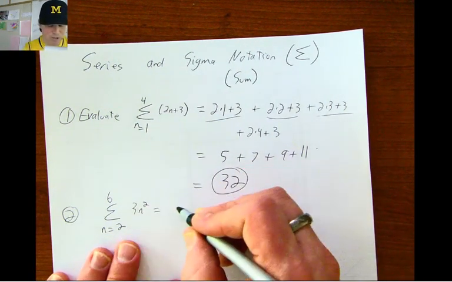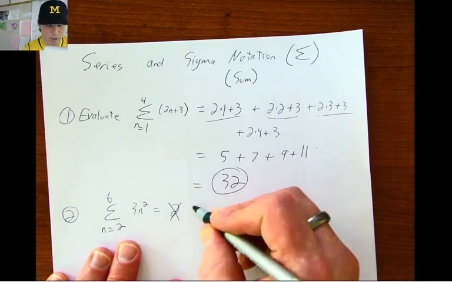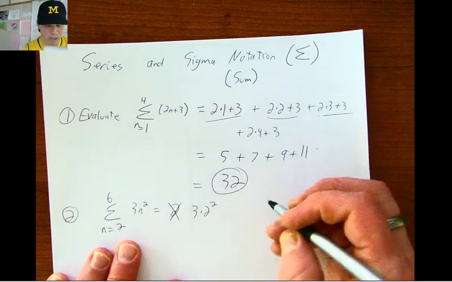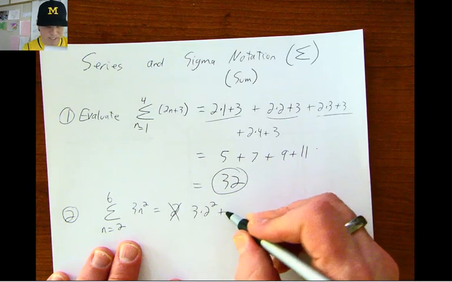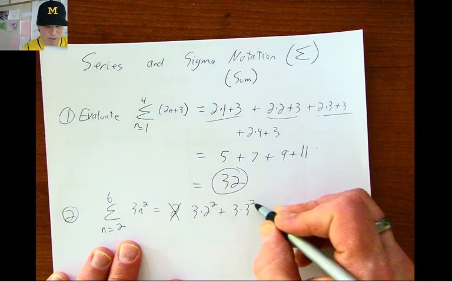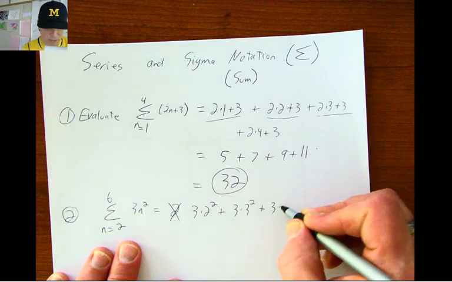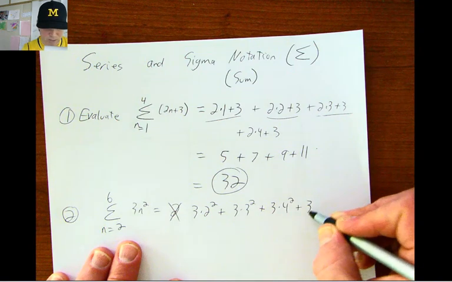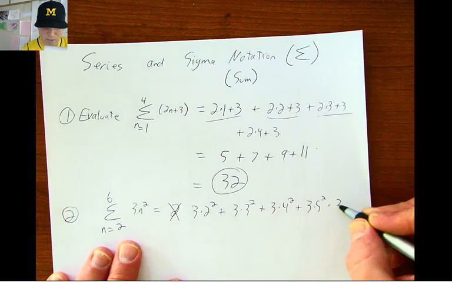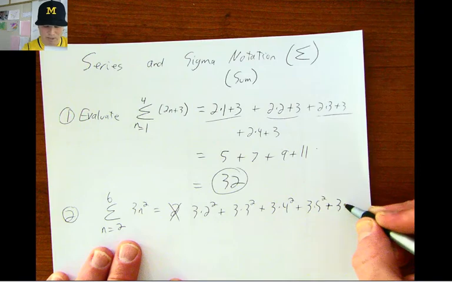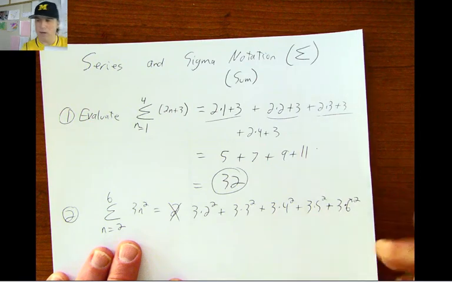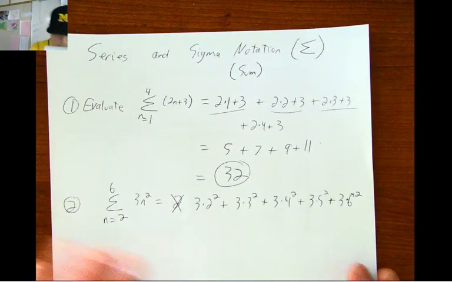So first we plug in 2. Oops, I wrote that wrong. 3 times 2 squared. Then plus 3 times 3 squared. Plus 3 times 4 squared. Plus 3 times 5 squared. Plus 3 times 6 squared.